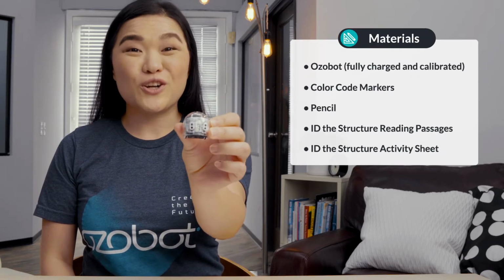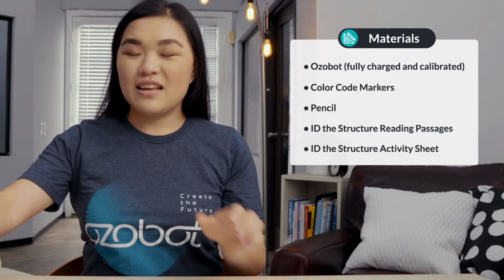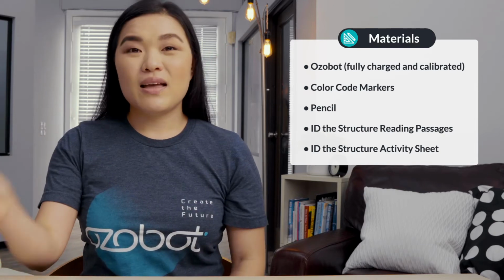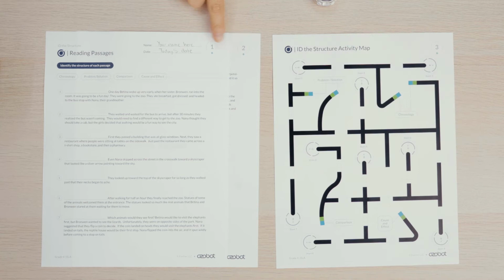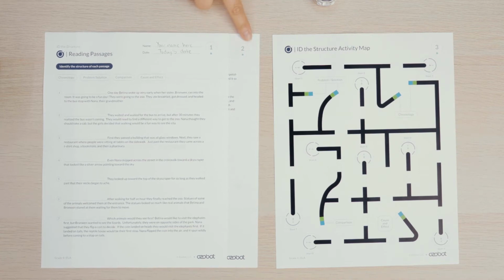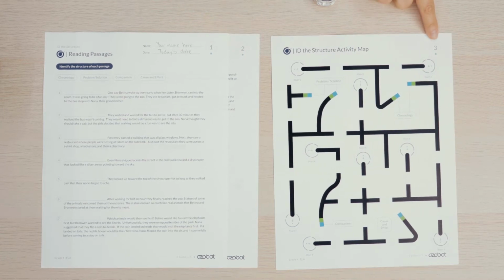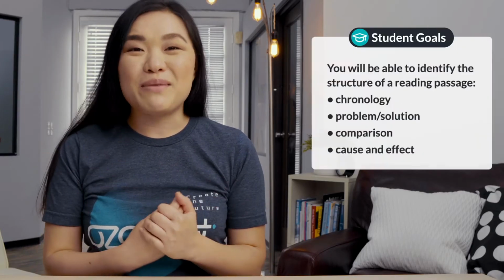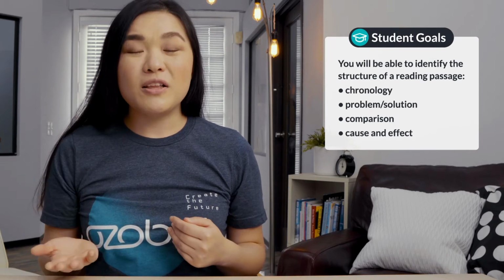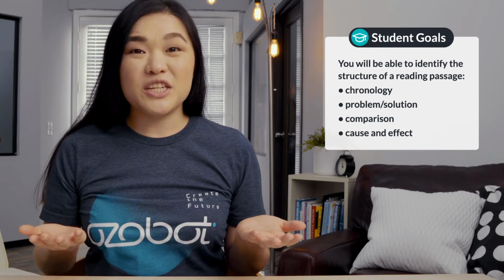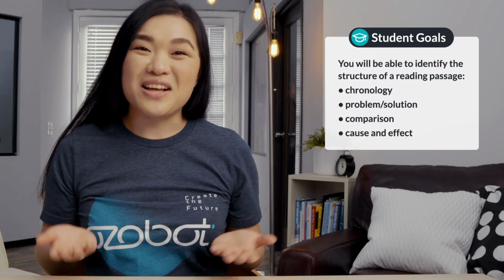For today's lesson, you will need an Ozobot, fully charged and calibrated, color code markers, a pencil, and your ID the Structure Reading Passages sheets. Make sure to have both pages, and your activity map. After today's lesson, you will be able to identify the structure of a passage: chronology, problem solution, comparison, and cause and effect.